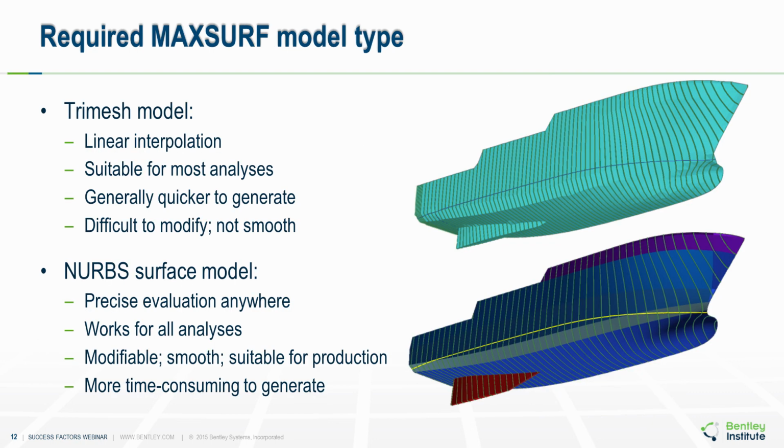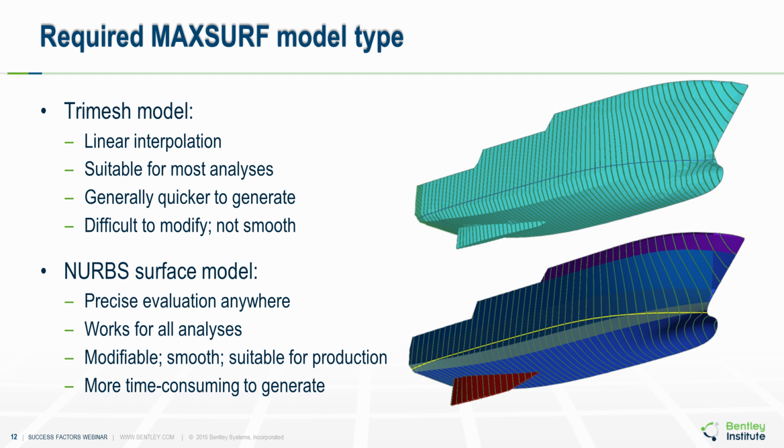So within MAXSURF we have two model types. First is a tri-mesh model, where the measured data points are connected to form a triangular mesh. This implies linear interpolation between the mesh nodes. It is suitable for all hydrostatic and hydrodynamic analyses in MAXSURF. It is generally quicker to generate than fitting NURBS surfaces to the data, but is more difficult to modify and is not smooth. The second is a NURBS surface model.